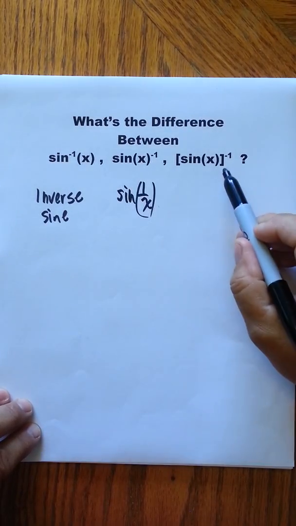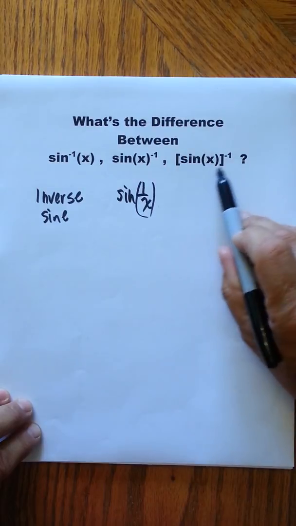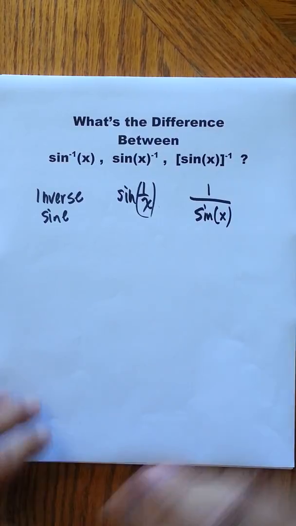Whereas over here, this negative 1 exponent applies to the entire function. So this is 1 over sine of x. Okay. All right.